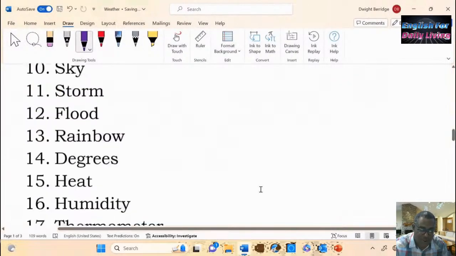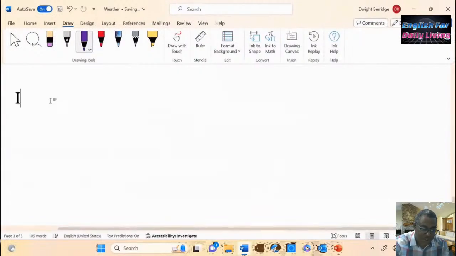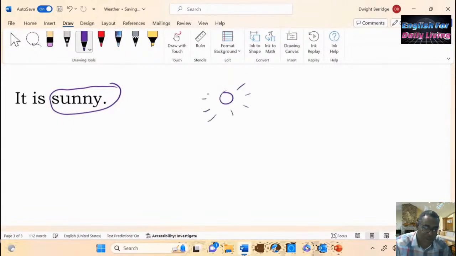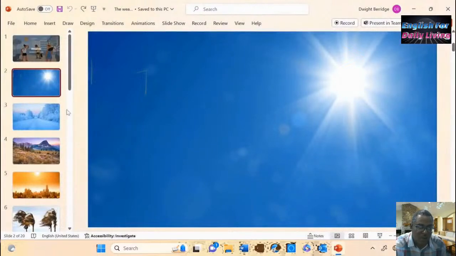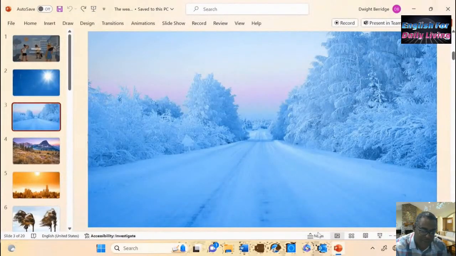So let me just go down here and let's write that very quickly. It is sunny. That would be the weather condition. It is sunny. Lots of sun shining. You have a sun. And you'll see here that it's sunny. All right. Let's look at the next one. It says, what is the weather like? How about this one? What's the weather like?